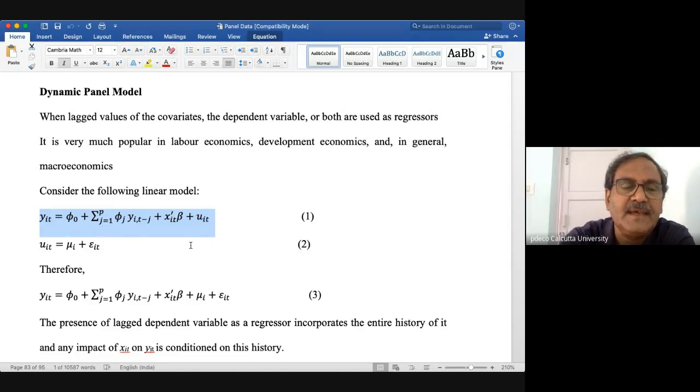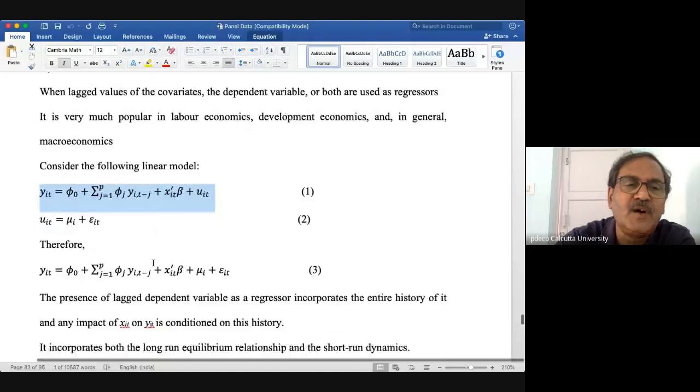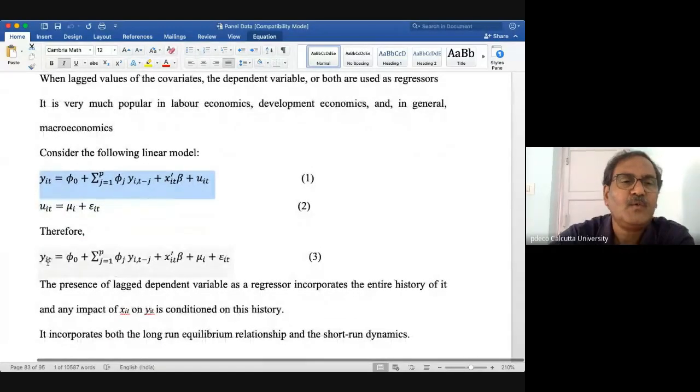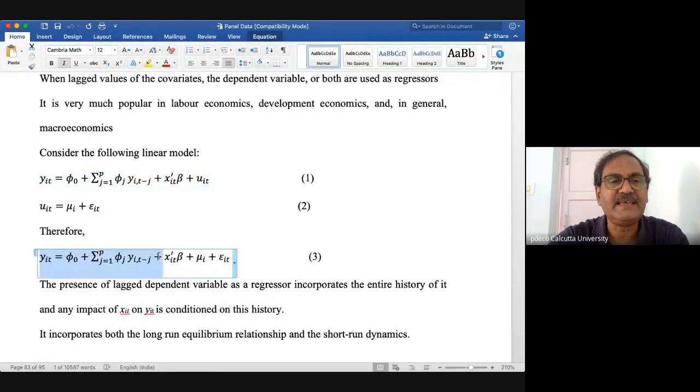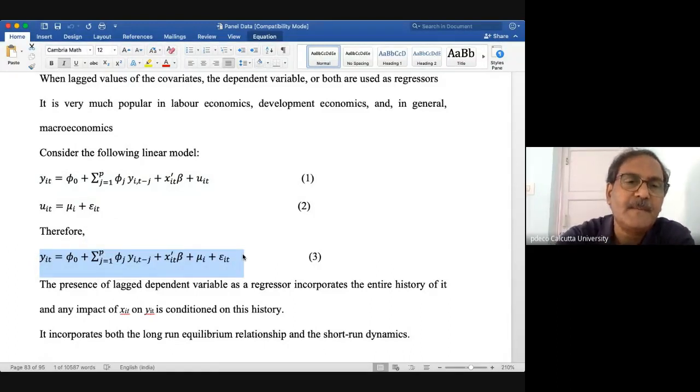Okay. So if we substitute the decomposed part of the original error u_it, your model ultimately becomes Y_it is equal to phi naught plus sum of phi_j Y_it minus j plus x prime_it beta plus mu_i plus epsilon_it. So this is the basic structure we try to analyze today.